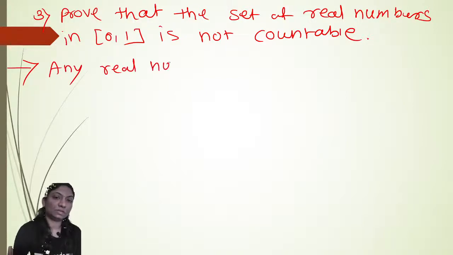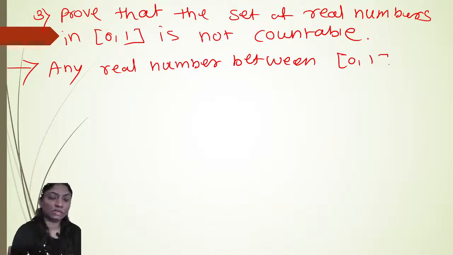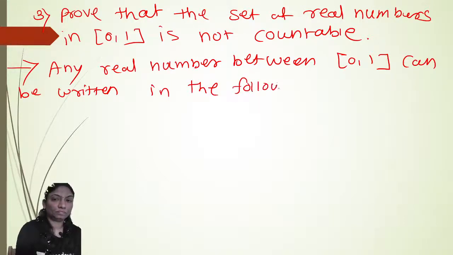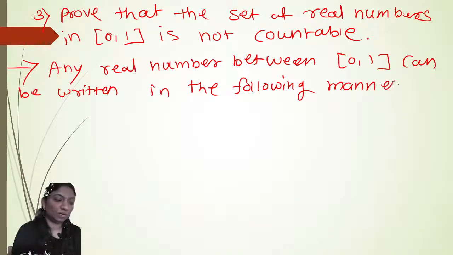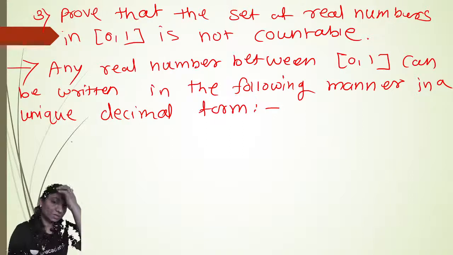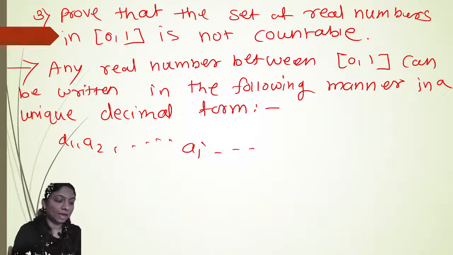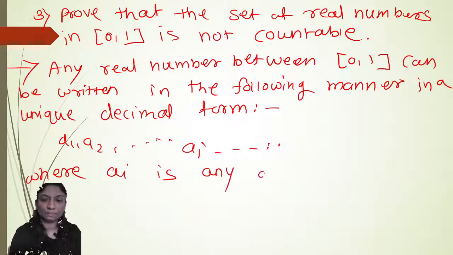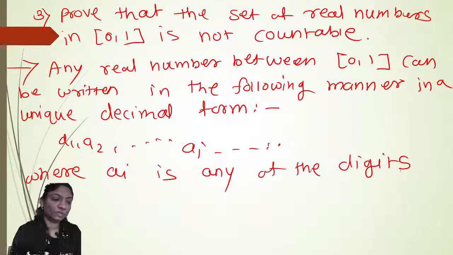Any real number in the closed interval [0, 1] can be written in the following manner, in a unique decimal form. Suppose 0.a1 a2 up to ai and so on, where ai is any of the digits from 0 to 9. Right? 0, 1, 2, up to 9.